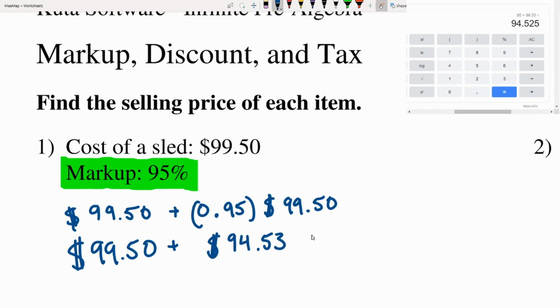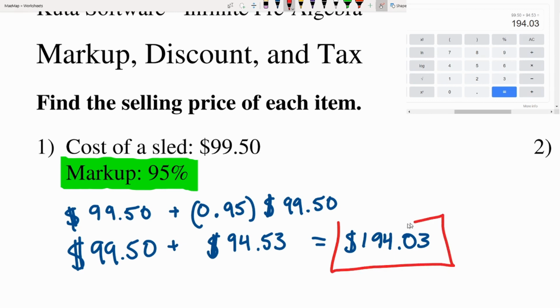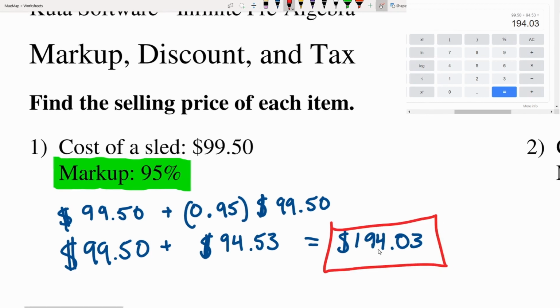If we're adding that together, we're going to have 99.50 plus 94.53. The sled now is a total of $194.03. So that's the cost of our markup in number one. Let's move on to number two.